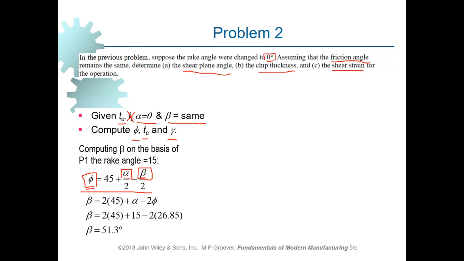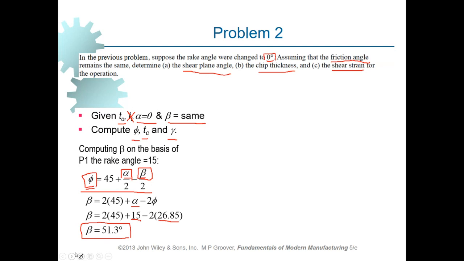In the first problem, we had the value of alpha equal to 15, and the value of phi was computed, which was 26.85. So this gives us the value of beta for problem 1, and that is 51.3 degrees. This is the friction angle. And once we have this at hand, we know that this same value is applicable to the second problem. Okay, now we have the value that can be used for doing the second problem.